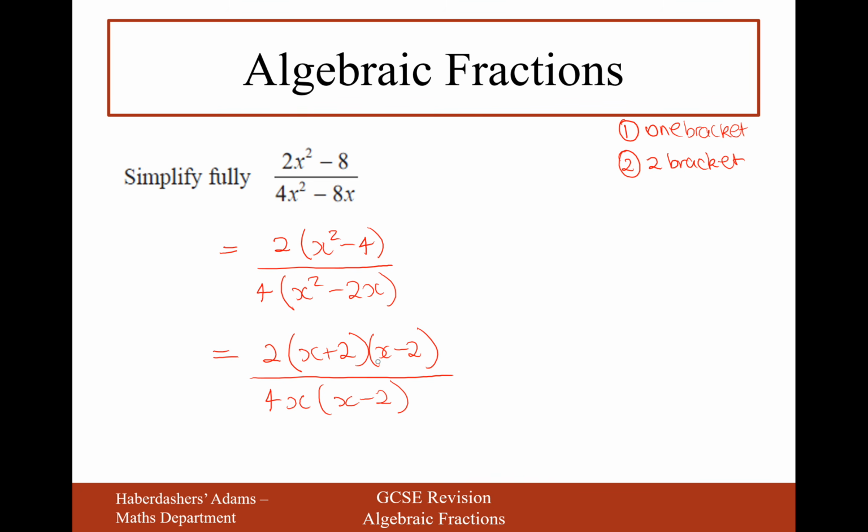Now it's time for simplifying. I can see I've got a factor of x minus 2 on the top and the bottom, and I can see the 2 out of 4 can simplify as well to a half. So this thing here will fully simplify to one lot of x plus 2 over 2x. And there we are, that's the answer for this question here.